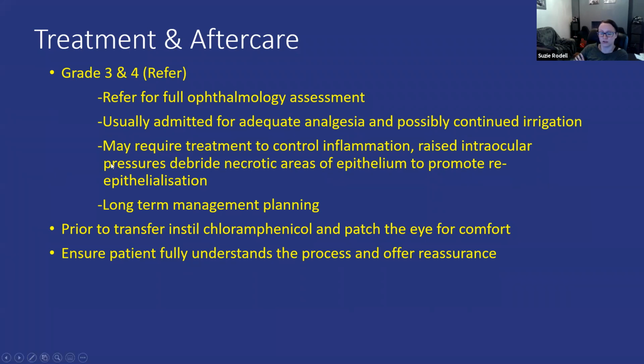You may well have local procedures in place for this. If these patients are going to be going to eye clinic or eye casualty, as it's called, I tend to instill chloramphenicol. Quite often they're quite nasty looking burns, and you want to be putting some chloramphenicol in for comfort and patch the eye. It's not routinely advised to patch the eye to discharge them, but it can just ensure a bit of comfort and keep it nice and moist.